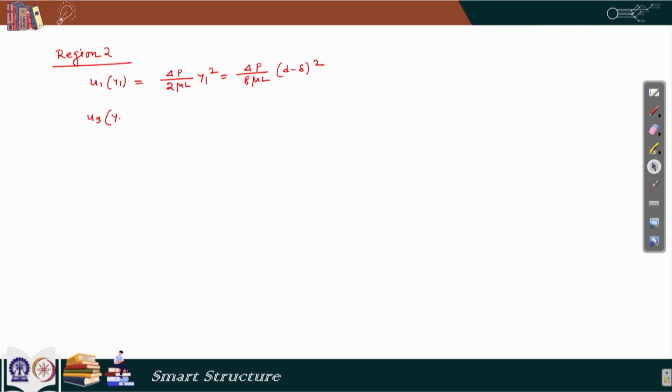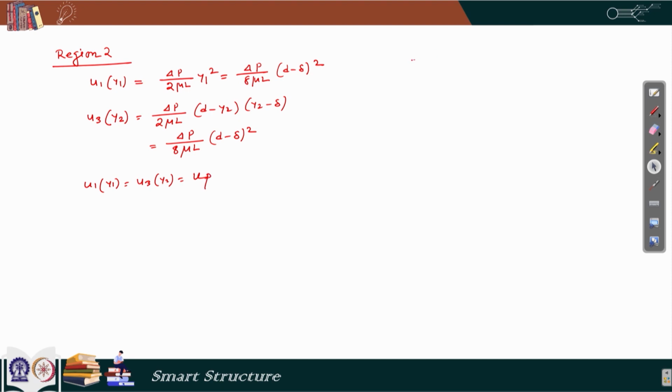Similarly, u3 at y2, if we evaluate, that comes as ΔP by 2μL multiplied by (d minus y2) multiplied by (y2 minus δ), and that is ΔP by 8μL multiplied by (d minus δ)². So, that shows us that u1 at y1 is equal to u3 at y3 is equal to some velocity, we call it up.